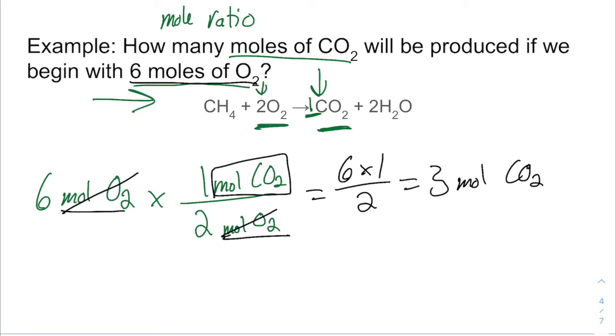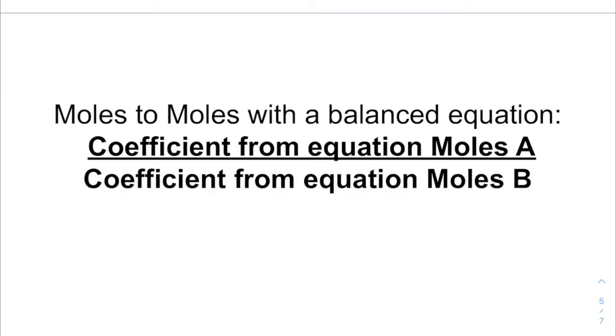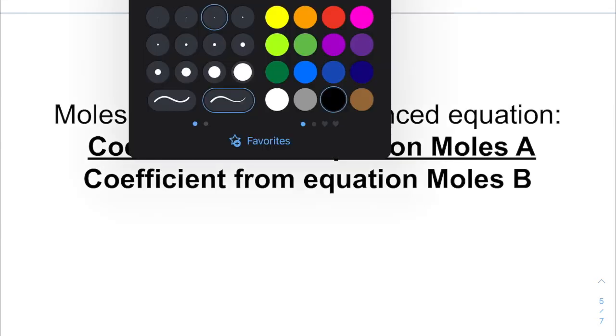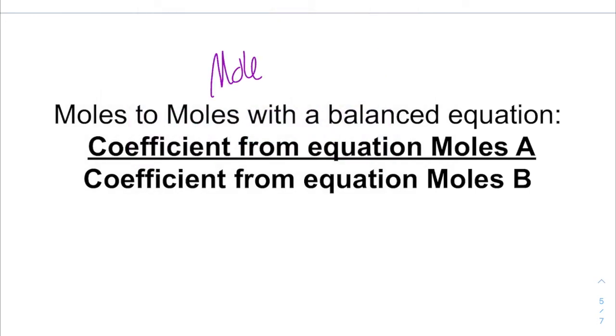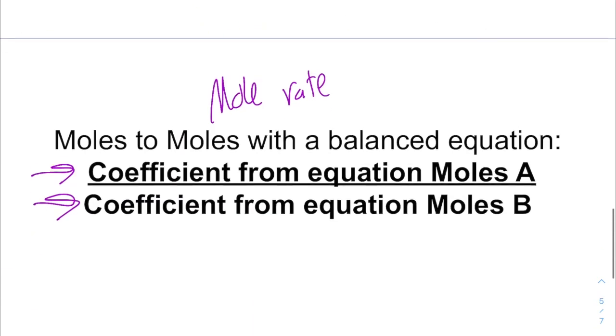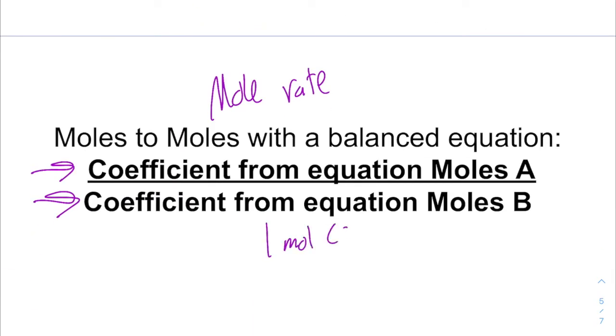This is the reason that we are learning how to do this, so that we can predict what will happen during a chemical reaction. So just to recap so far, in stoichiometry, when we are going from moles to moles with a balanced equation, our mole ratio is the coefficient from the equation of moles A and the coefficient from the equation of moles B. So like from our previous one, we said 1 mole of CO2 for every 2 moles of O2. And those came just directly from the balanced chemical equation.